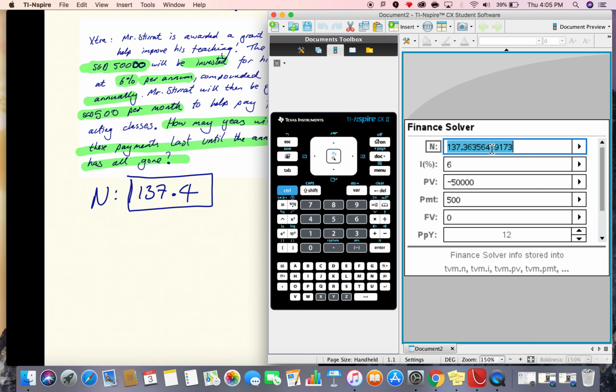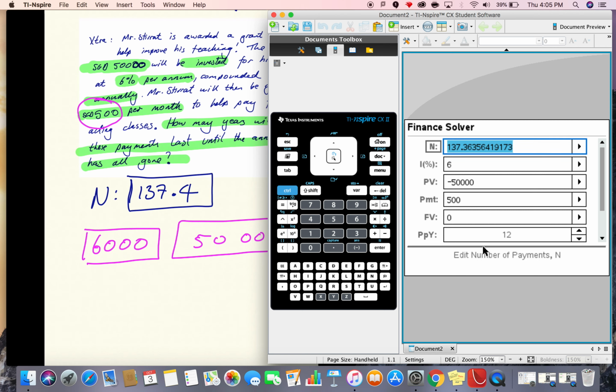If we just do a rough calculation, if it's $500 per month, 500 times 12 is 6,000. So I'm getting $6,000 per year. There's 50,000 plus a bit of interest each year, and it doesn't look like 6,000 for 137 years. That's because we've got to think about what N actually means. If you look on the Finance Solver, N is the number of payments. So we receive 137.4 payments, but we receive 12 payments in a year. So this has to be divided by 12 to get the number of years.